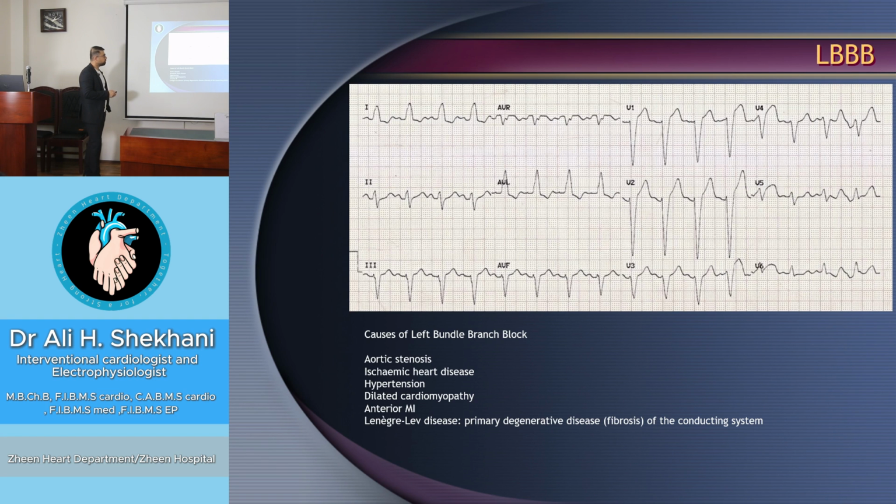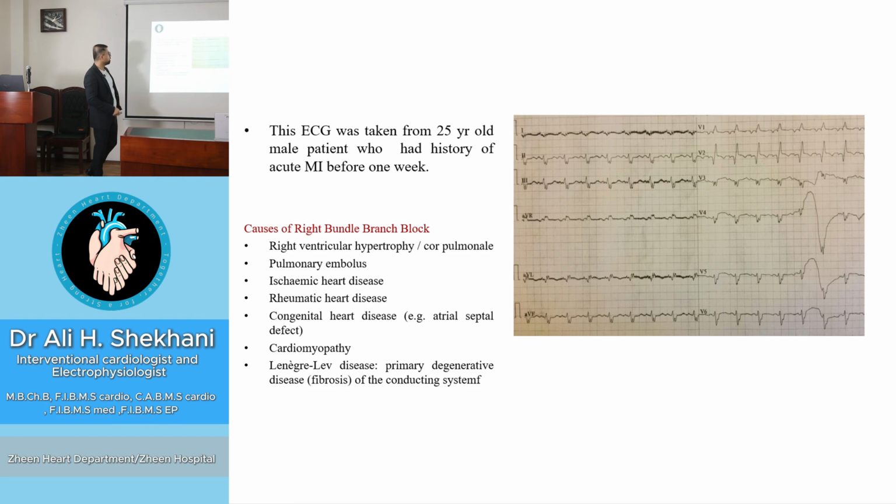But there are also several causes for right bundle branch block. For example, in this patient, who had a myocardial infarction a few weeks before, there is still right bundle branch block. So right bundle branch block could be in right ventricular hypertrophy or cor pulmonale, or maybe due to pulmonary embolism, ischemic heart disease, or in congenital heart disease like ASD, or cardiomyopathy, and sometimes also degenerative.